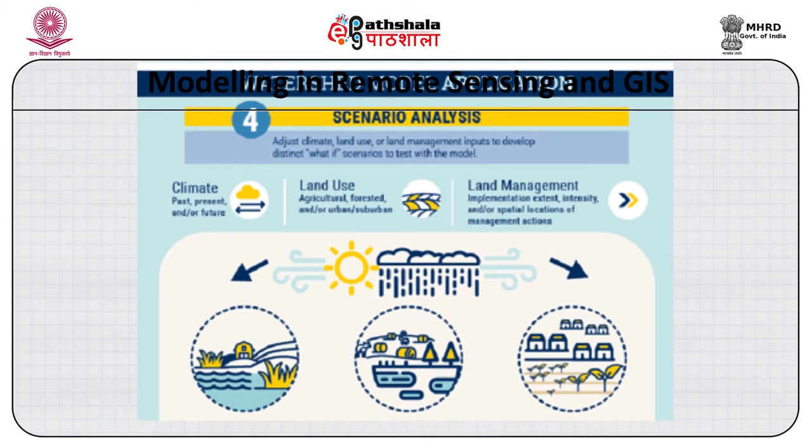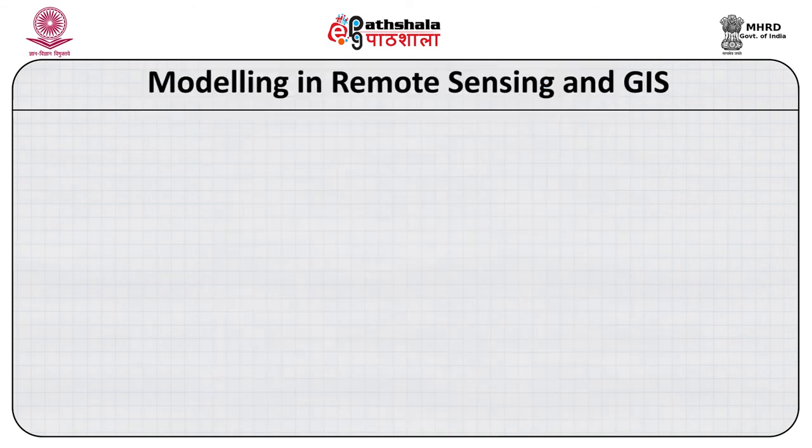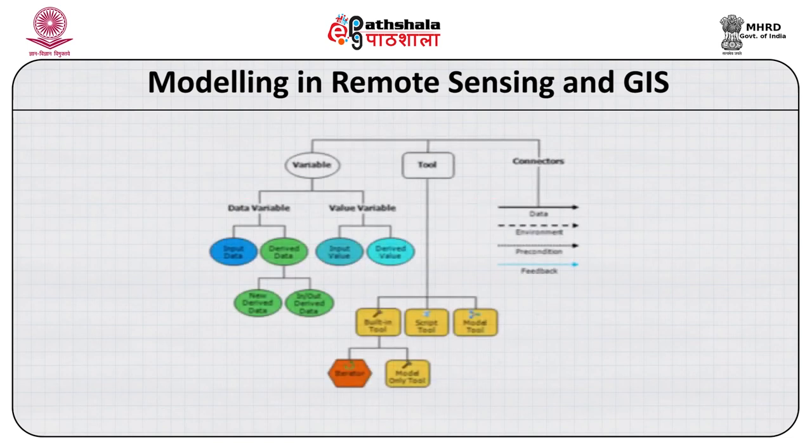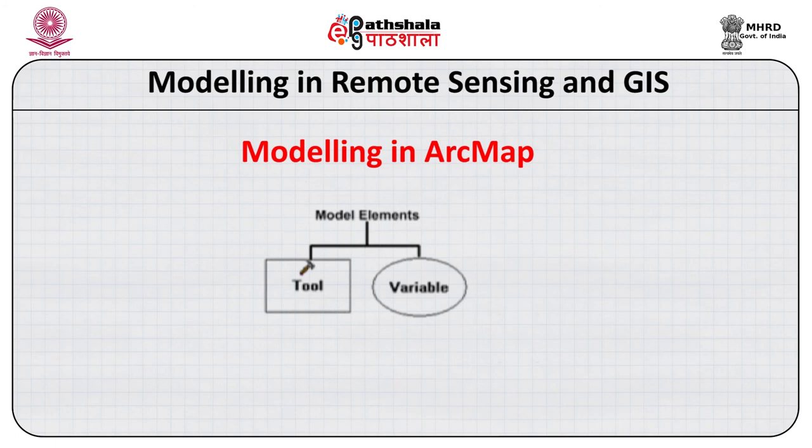Now, come to learn how modeling can be developed in ArcMap. As we know, a model contains only 3 things: elements, connectors, and text labels. You can see the figure given below. So what are elements? Elements are the data and tools with which we work. There are 2 types of model elements. The first one is tools and the second one is variables.